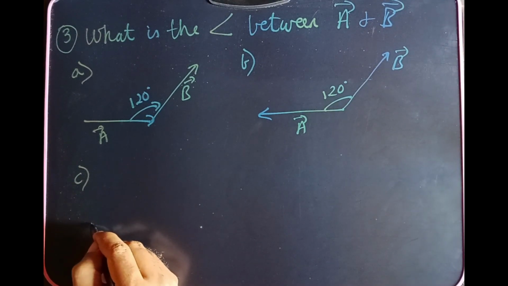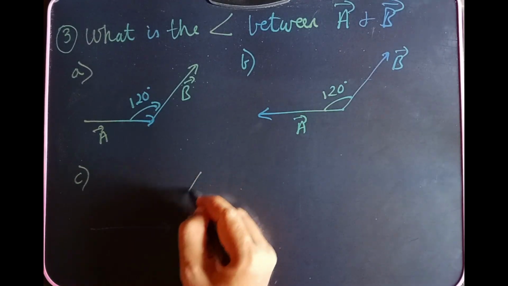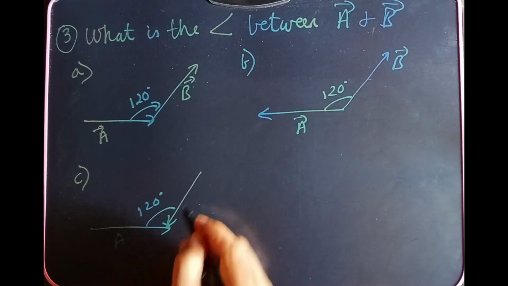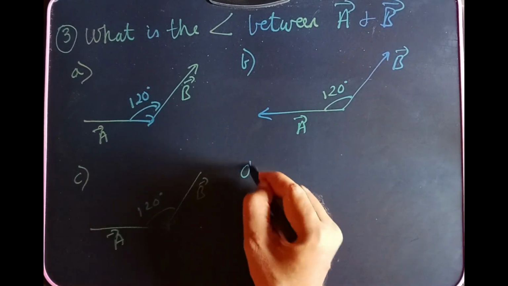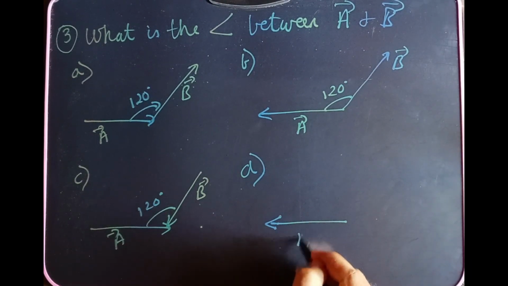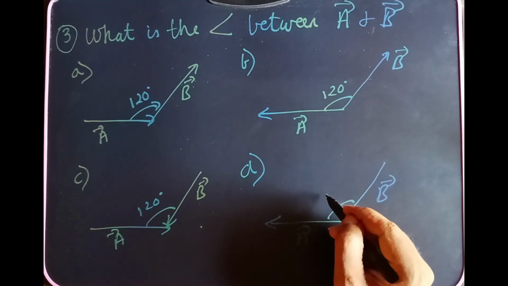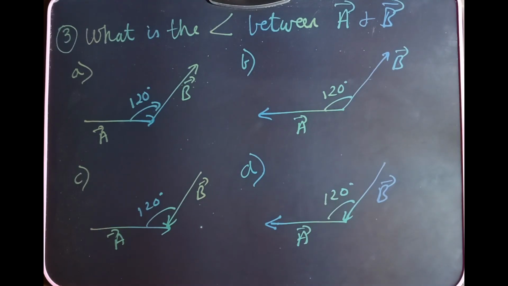C, 120 degrees. This is A and this is B. And the fourth case is given as: this is A vector and this is B vector. So what have we been asked? We have been asked to find the angle between A and B. How do we find the angle between A and B? We need to arrange the pair of vectors in such a way that the tails coincide. Only then is that the angle between the two vectors.